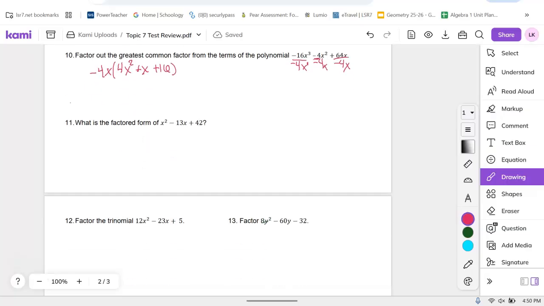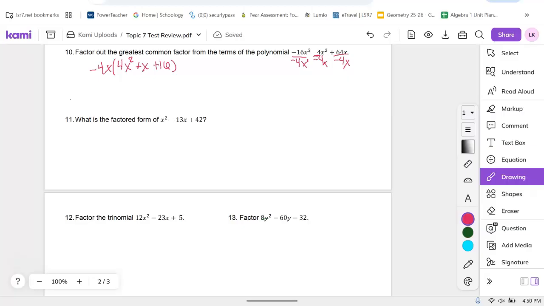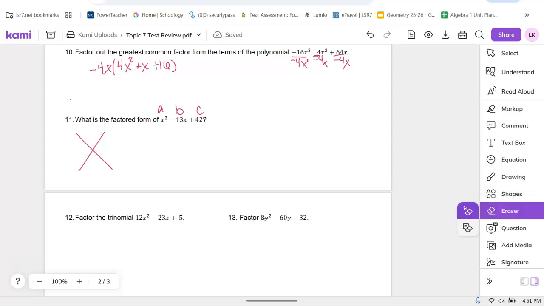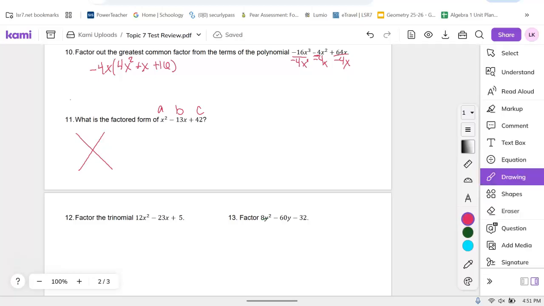11 says, what is the factored form of x squared minus 13x plus 42? So again, I do my x. This is A, B, and C. So C goes on top. Well, it's really A times C. But since A is 1 times 42 is just 42. And then negative 13 is my B.